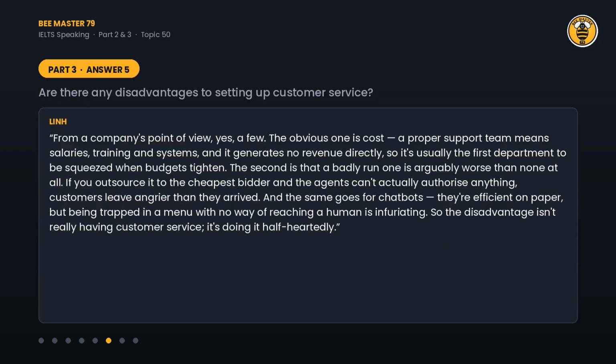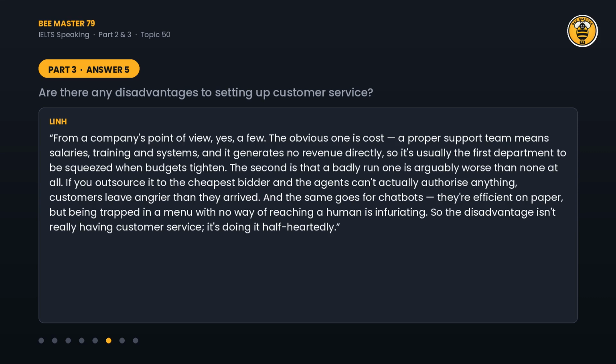From a company's point of view, yes, a few. The obvious one is cost. A proper support team means salaries, training, and systems, and it generates no revenue directly. So it's usually the first department to be squeezed when budgets tighten.